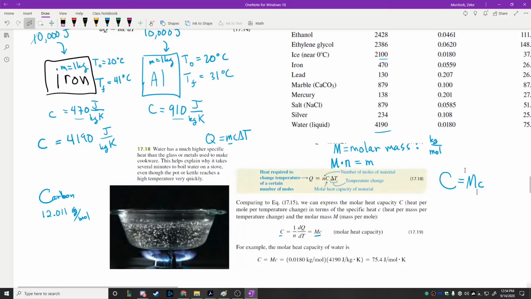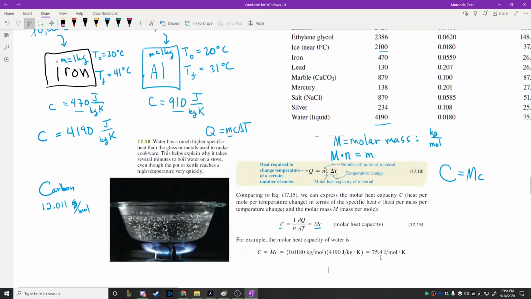This one's kind of interesting because there's something special that happens with molar heat capacity. It's quite literally just molar mass multiplied by specific heat. And here's an example. The molar mass of water is 0.018 kilograms per mole. You multiply by the specific heat of water, which is here, and you get about 75 joules per mole Kelvin. So this is just another way to do the calculations.